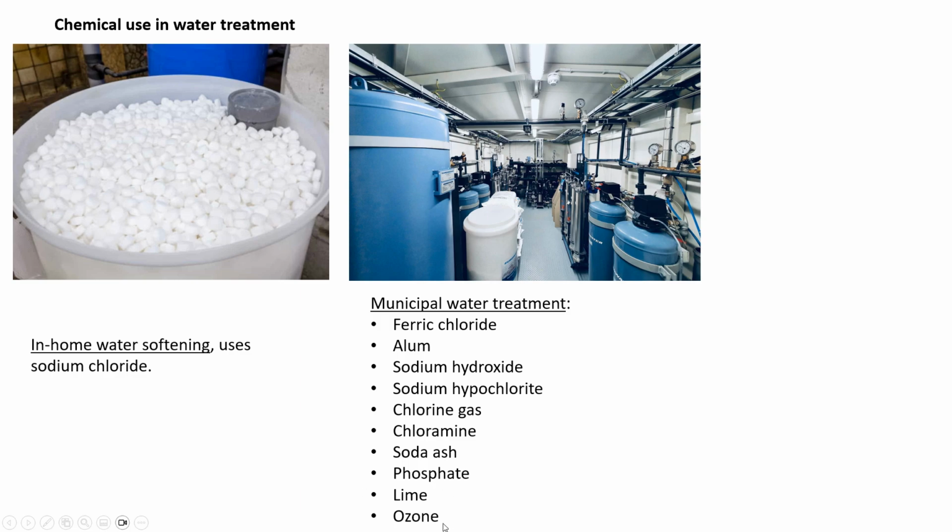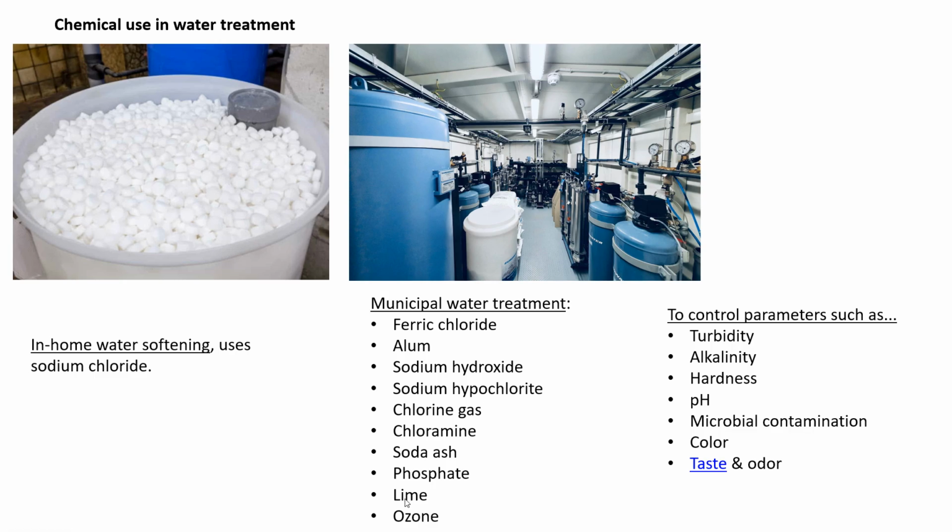And finally, ozone is an example of a chemical that could be used either for disinfection or for other things as well. Ozone is an oxidizer. Ozone, by the way, is just O3. You know that right now we're breathing O2. Ozone is O3, and it's not really stable.